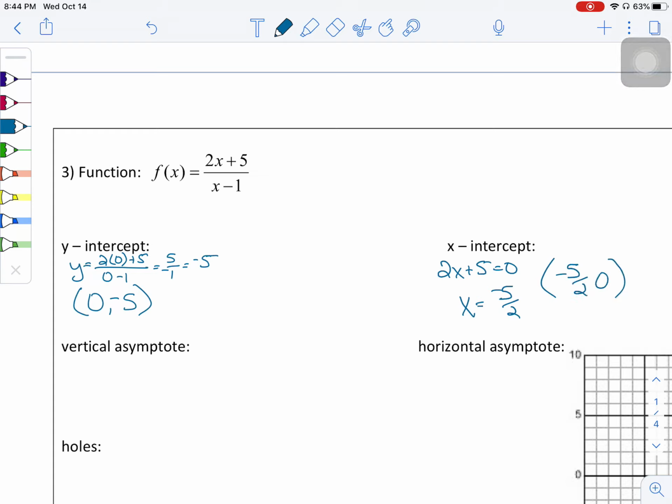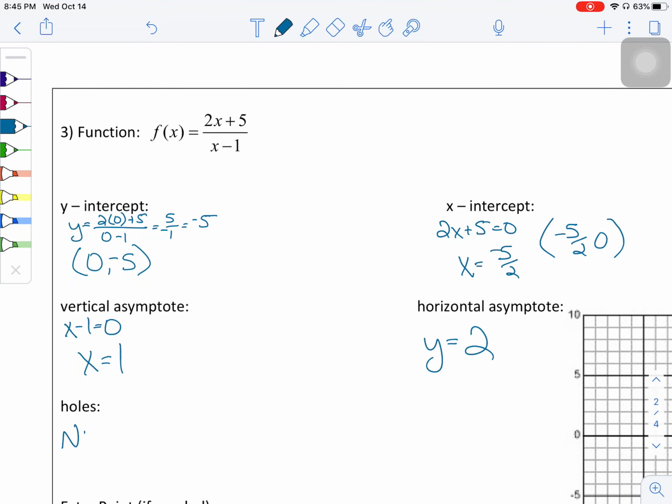Vertical asymptote, set the denominator equal to 0. That's going to be x is equal to 1. Horizontal asymptote, our degrees match. We have an x in the numerator and an x in the denominator, so just divide the leading coefficients. So 2 divided by 1 is 2. Holes, none, because we didn't cancel anything, so there are no discontinuities in this graph.